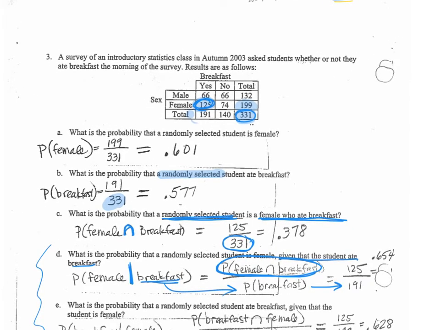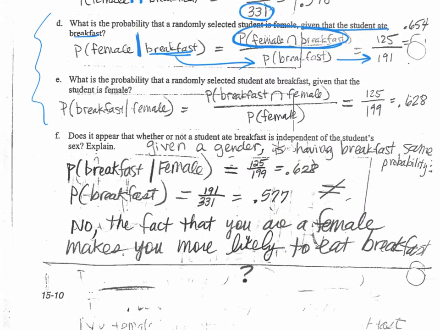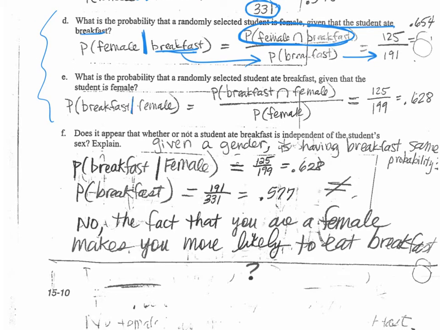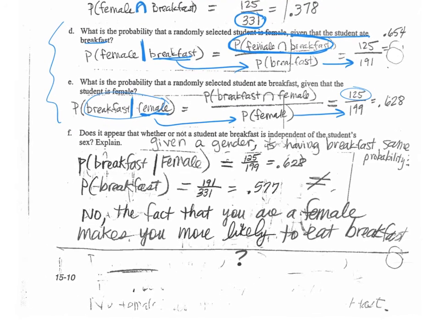Okay, the next one is, what is the probability that a randomly selected student ate breakfast given that the student is female? So that is out of all the females, so that's out of the 199 females, what is the overlap of breakfast and females? And that's the overlap. So the overlap is on top. And so that gives you the 0.628.